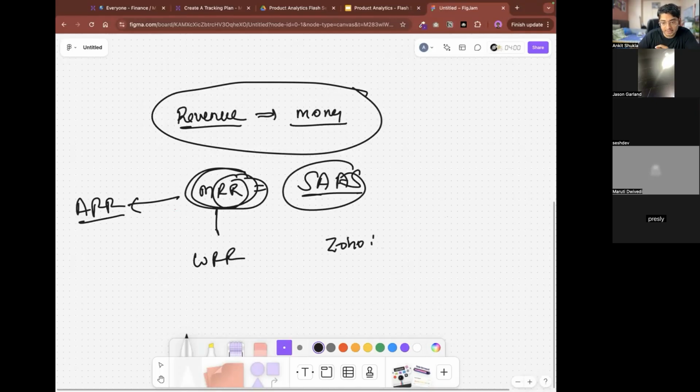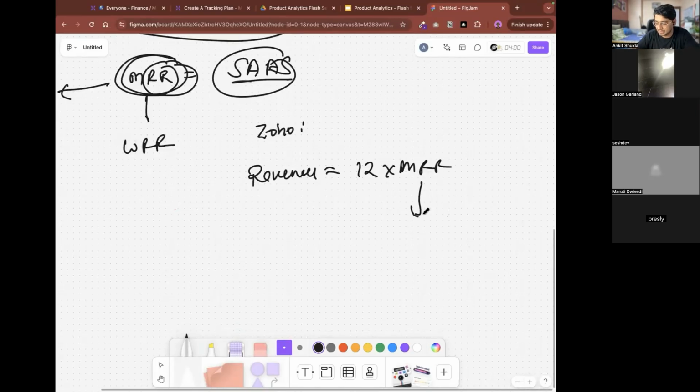Now, if you want to understand the revenue that the company is making, it is equal to 12 times MRR. What is MRR? MRR is the number of active users who are paying, multiplied by the average money that they pay you. ARPU stands for average revenue per user. And this is the number of active users.